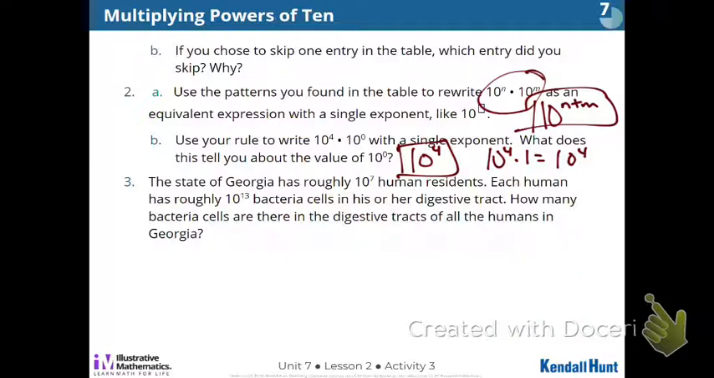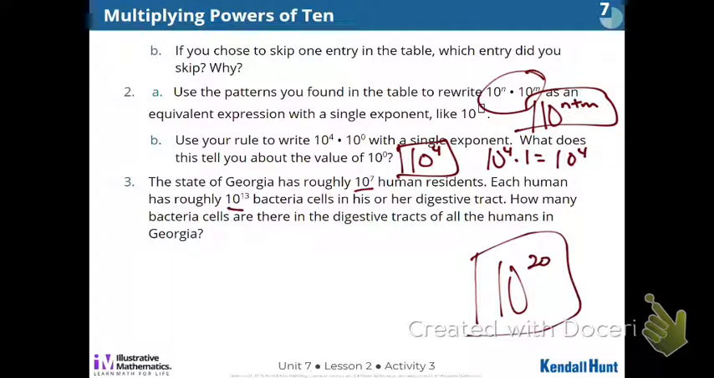Gut bacteria here. Oh, disgusting. Okay, in Georgia, there's 10 to the 7th people, and each person has 10 to the 13th bacteria. So here's what I want to ask you. 10 to the 7th people, each has 10 to the 13th. How many bacteria is that? The answer is 10 to the 20th.